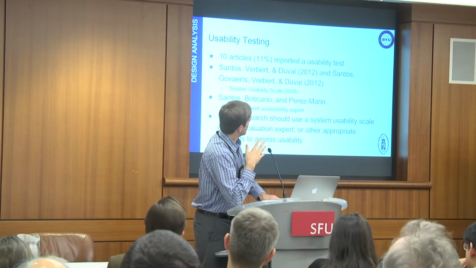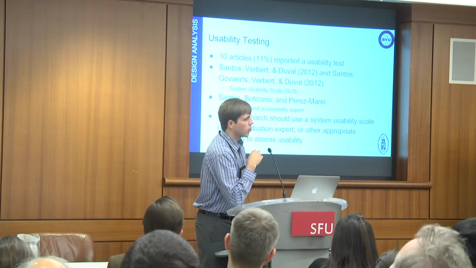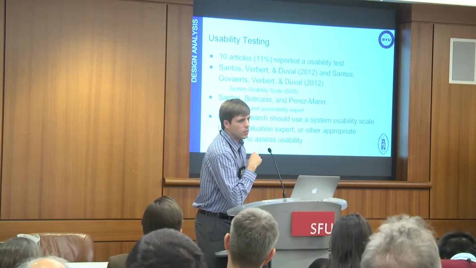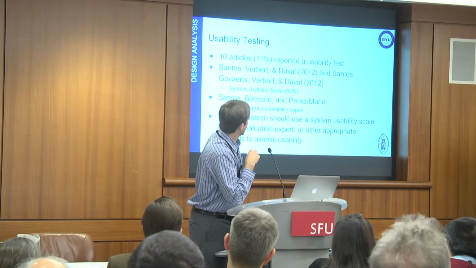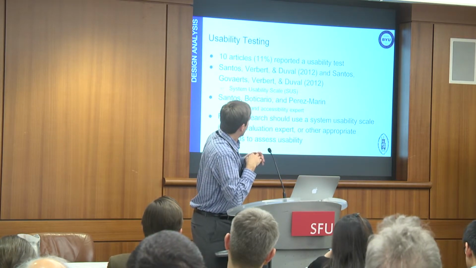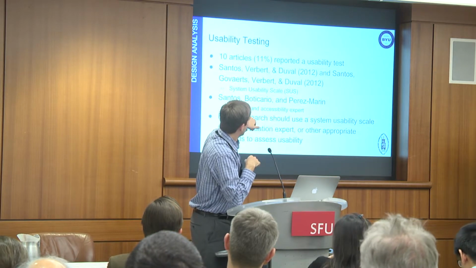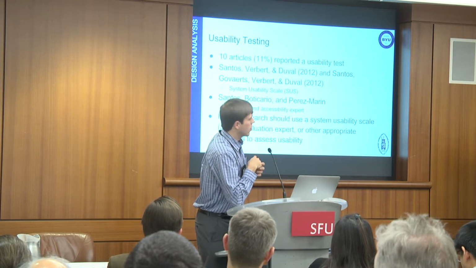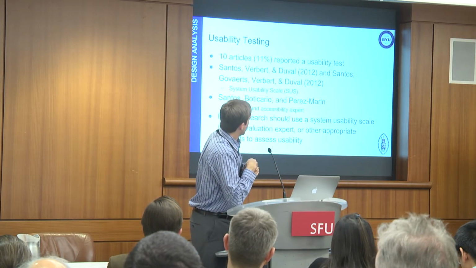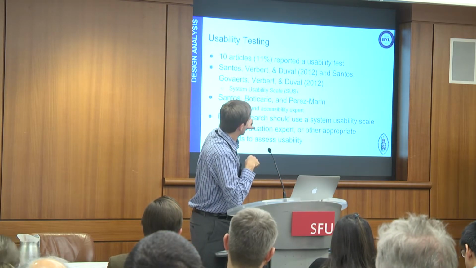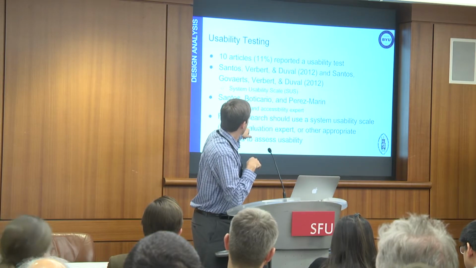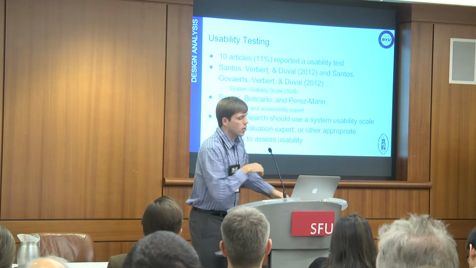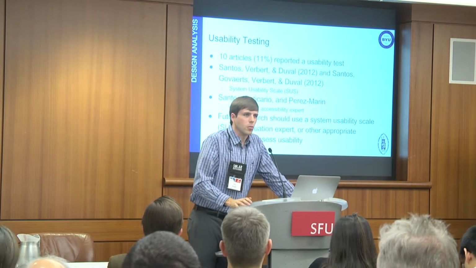About 10% reported conducting a usability test. This is more than just surveying students, asking them what they thought of the usability of the system. There are a couple good examples here. One used the system usability scale, a validated scale to test the usability of a system. And then the best example was probably Santos, Boticario, and Perez Marin, who brought in a usability and accessibility expert and evaluated how usable and accessible their system was.